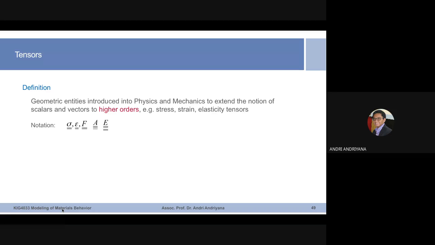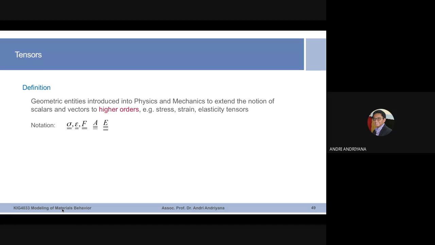What are the quantities which cannot be described by scalars or vectors? Stress. You will see, mechanical engineers, when we deal with stress, it must be described by a quantity other than a scalar or a vector. Strain is also the same. Elasticity tensors are also the same. So these are examples of mechanical quantities that we will use extensively in this lecture, and these are quantities that can be described by tensors.